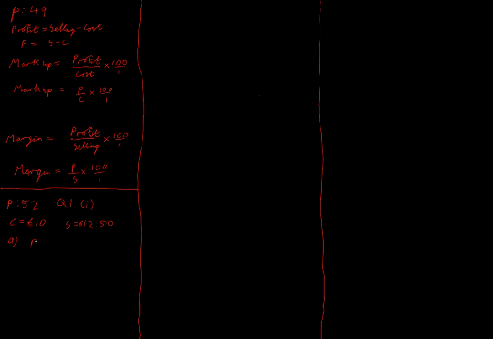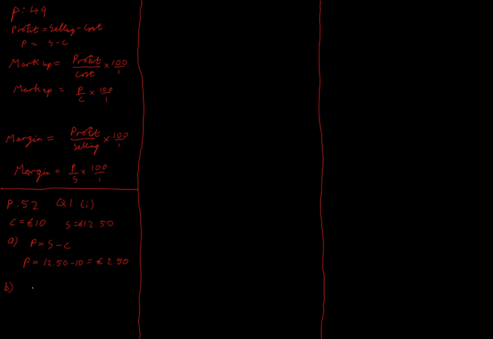So I write down the information I'm given, and then the first part I'm asked about, part A, I'm asked for the profit. So I'm going to write down my profit formula. My profit is equal to my selling price minus my cost price. And then I sub into that formula. My profit in euro is going to be selling price of €12.50 minus €10. So my profit in question 1, part 1 is €2.50. So that's part A. That's getting the profit, which we already know how to work through.